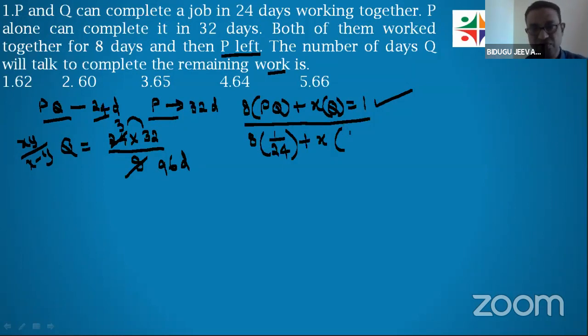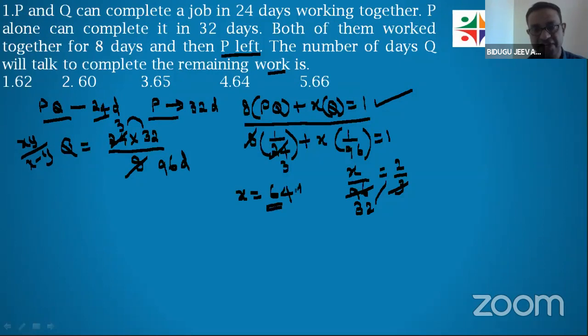Right. So I write his 1 day work is 1 by 96 part. So 1 is equal to 8 by 24, which is 1 by 3, plus X by 96. Send this side. 1 minus 1 by 3 is 2 by 3. So 2 by 3 equals X by 96. Simplification: 3 32s are 96. So cross multiplication, X value is equal to 64. So this is the number of days worked by Q.